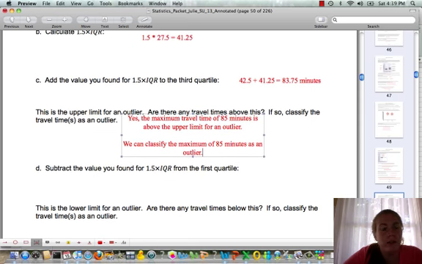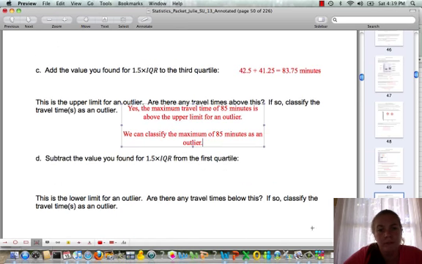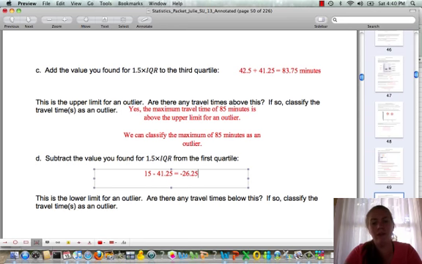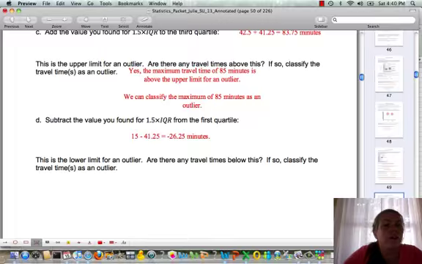So now let's check for lower outliers. We've got 41.25, and we're going to subtract that from our first quartile. So if we look back, our first quartile was 15. So if we say 15, subtract 41.25, that's going to put us in the negative. So we'll end up at negative 26.25 minutes. So this obviously doesn't make sense to have a negative travel time. So we would say 0 would be the cutoff, and there's not going to be, in this case, any lower outliers.